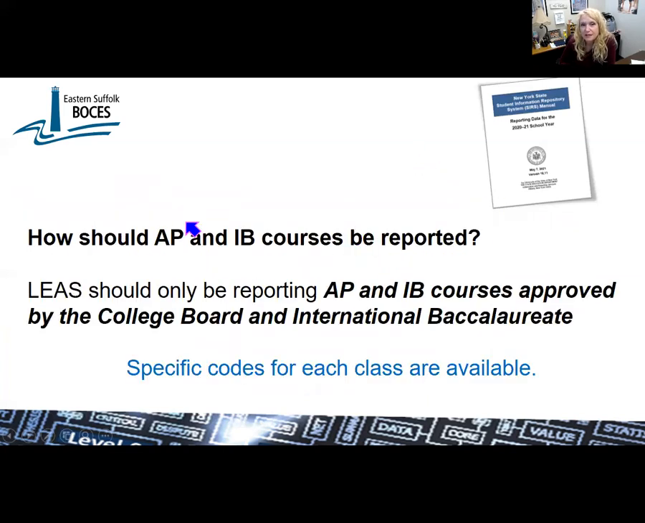IB and AP classes. Not only does the state say you must report them, and so right, we should, but you want to report them because AP and IB courses will also be used in your school's accountability rating for providing college and career readiness courses. So this is going to make your school look better and get recognized for the great work that you're doing. So make sure that if you have an approved AP or IB course, that you are reporting those. And the course catalog has very specific classes for all of the approved AP, Advanced Placement by the College Board, or IB, International Baccalaureate courses.